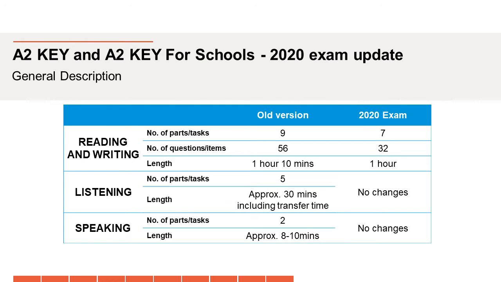A2 Key has 3 papers and takes less than 2 hours in total. The new reading and writing paper is 10 minutes shorter and now has 7 tasks and 32 questions, compared to 9 parts and 56 questions in the old test. We will look at the new and revised tasks in more detail on the following slides, but this slide summarizes the changes.